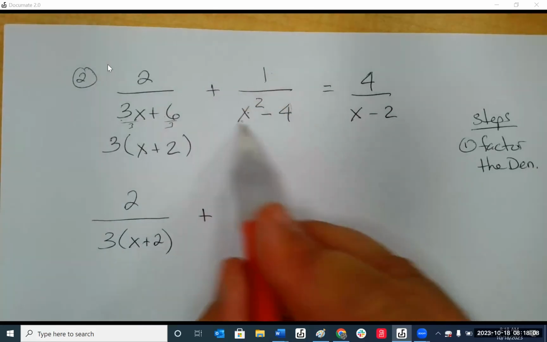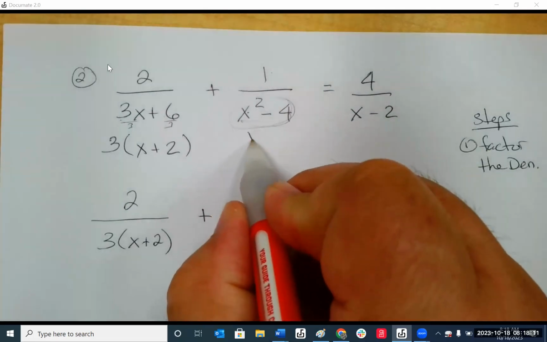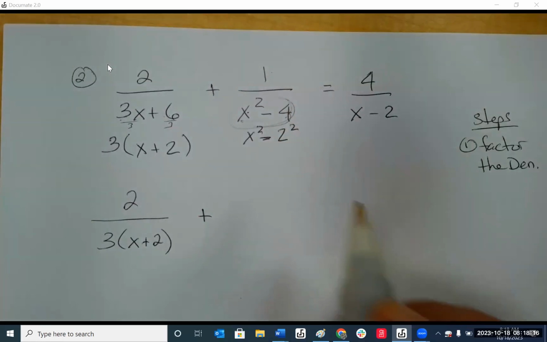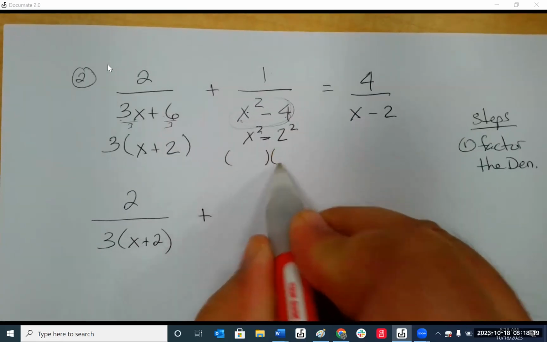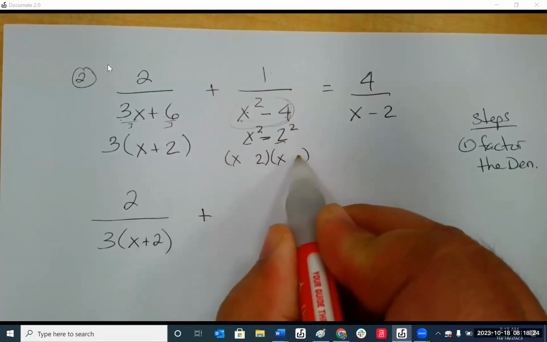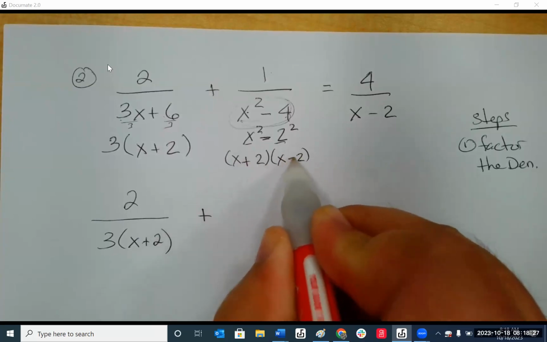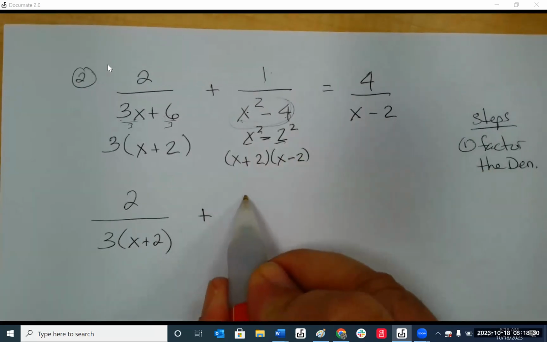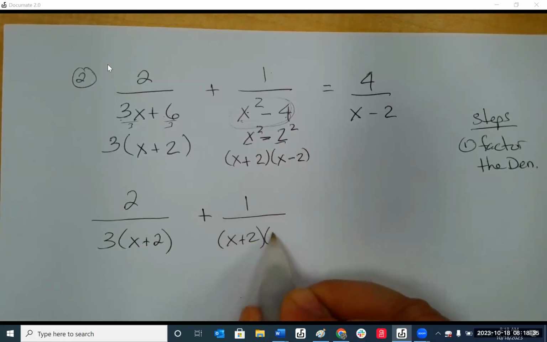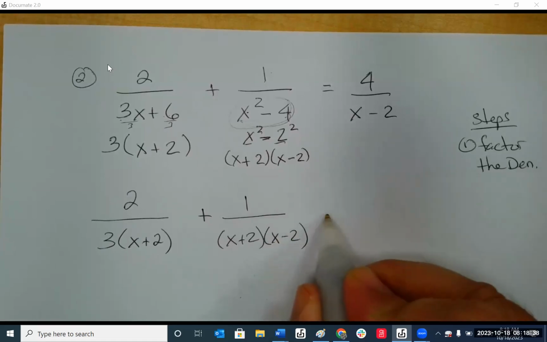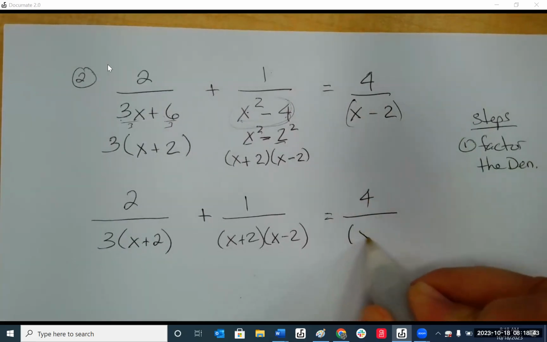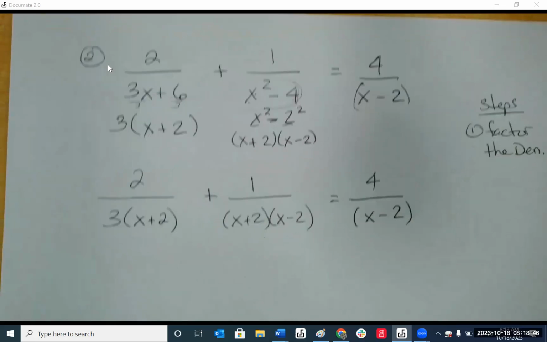The second denominator, x squared minus 4, is made up of 2 squared. So it's a difference of 2 squares, x and 2. So it's x, 2, x, 2, one's plus, one's minus. And the last one is as far as it can go. So those are my denominators.